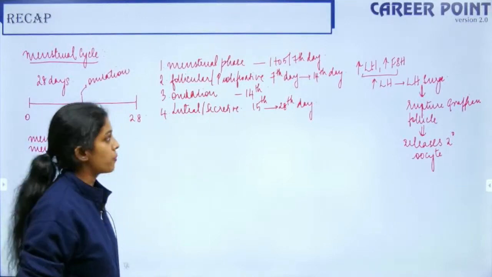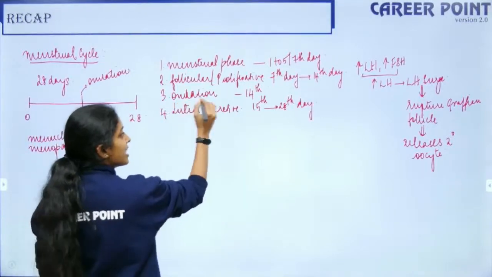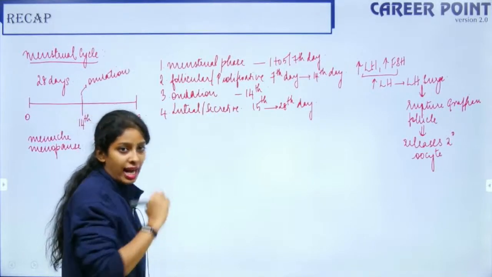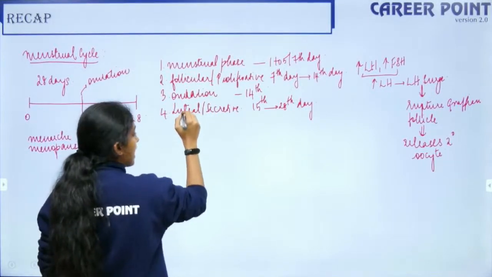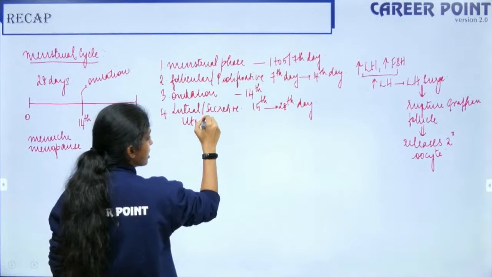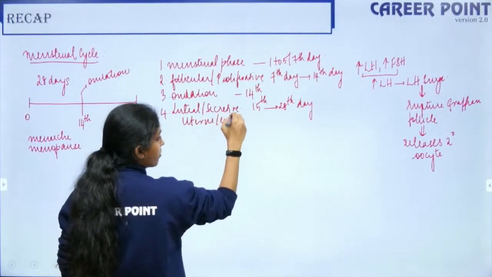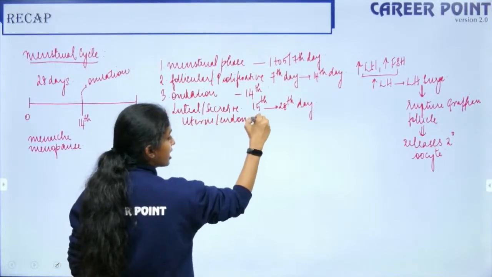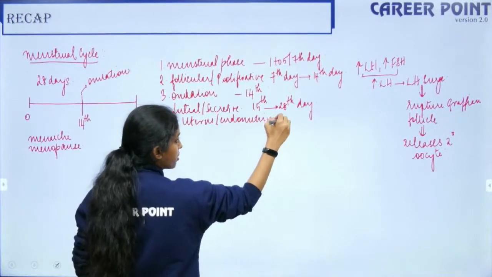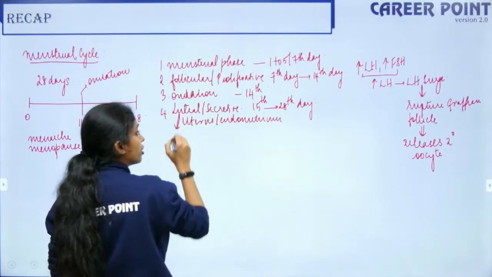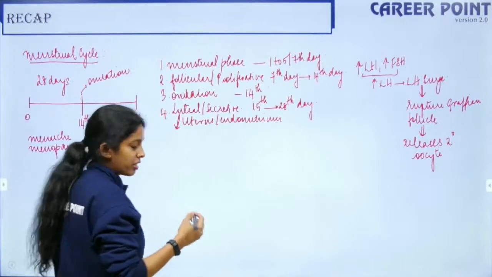So this is what happens. Once it is released, it awaits fertilization. If there is no fertilization, it reaches the uterus and, along with the endometrium, it comes out during the menstrual phase. Here your endometrium is also getting prepared for fertilization.